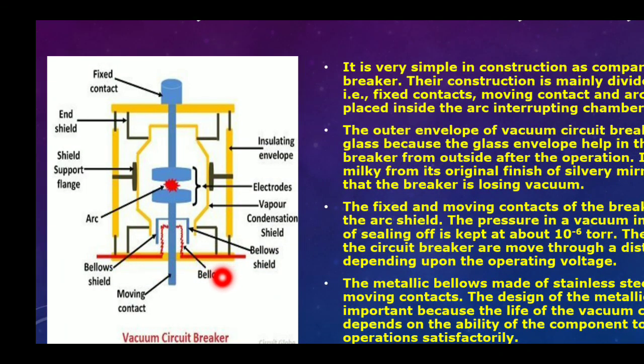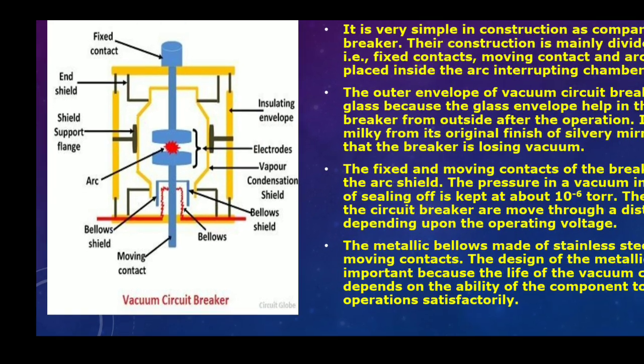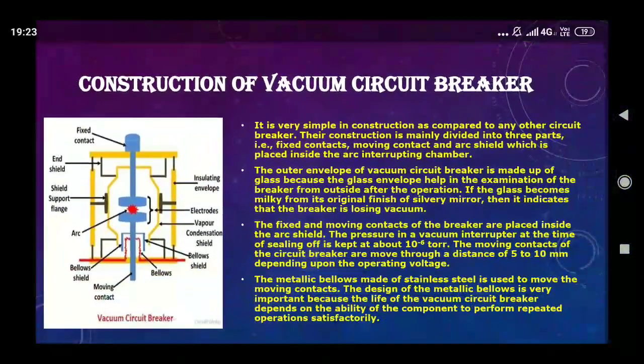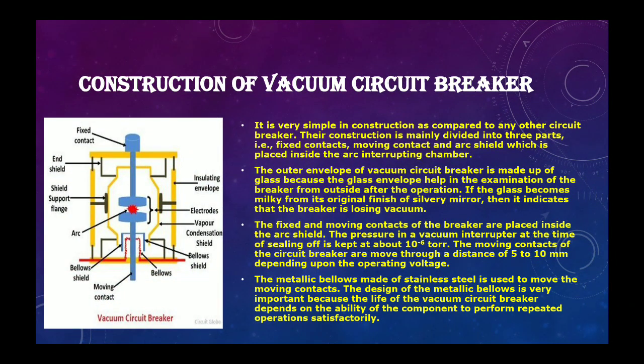That is the bellow by which the moving contact moves. That is also the bellow shield. That is the vapor condensation shield. These are two electrodes, and that is the insulating envelope. So it is very simple in construction as compared to any other circuit breaker.